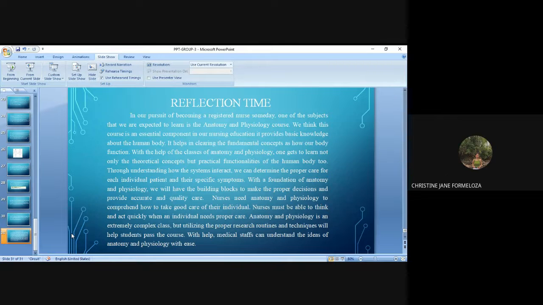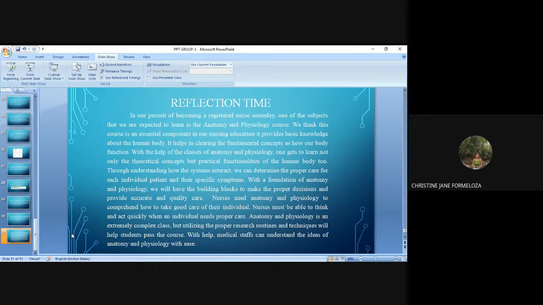And for our reflection time, these are our answers. In our pursuit of becoming a registered nurse someday, one of the subjects that we are expected to learn is the anatomy and physiology course. We think this course is an essential component in our nursing education. It provides basic knowledge about the human body. It helps in clearing the fundamental concept of how our body functions.